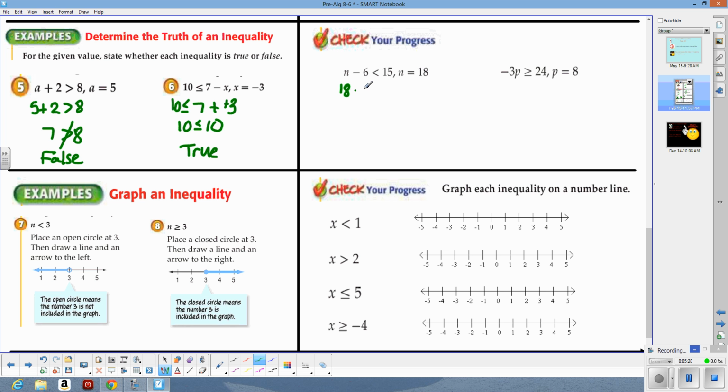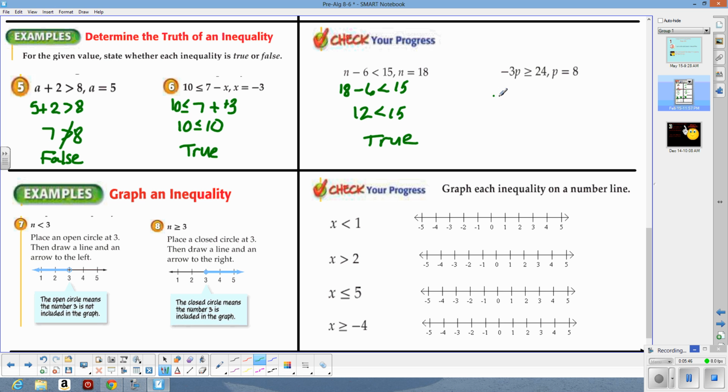18 minus 6, we want to know if that is less than 15. Well, 18 minus 6 is 12, and 12 is less than 15, so that is a true statement when n is 18.